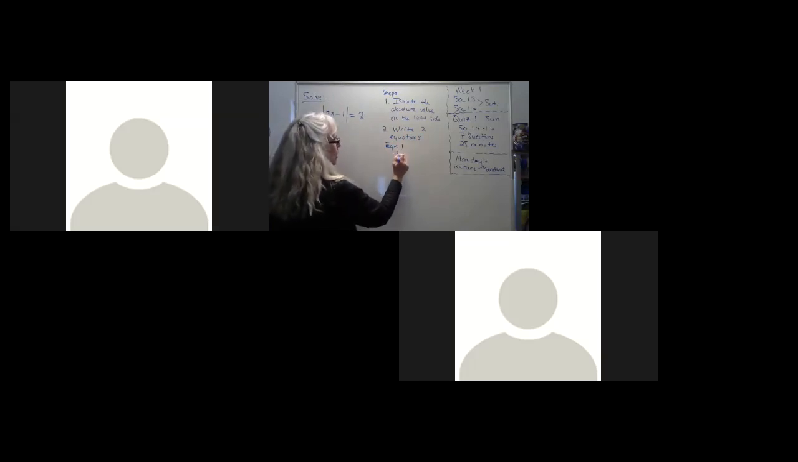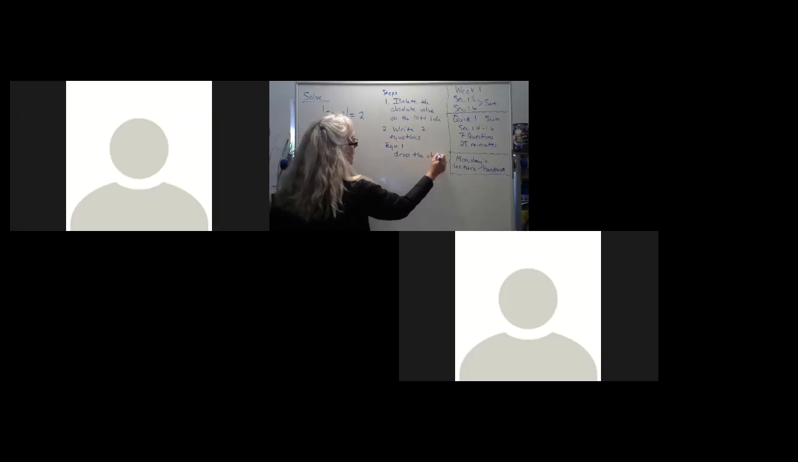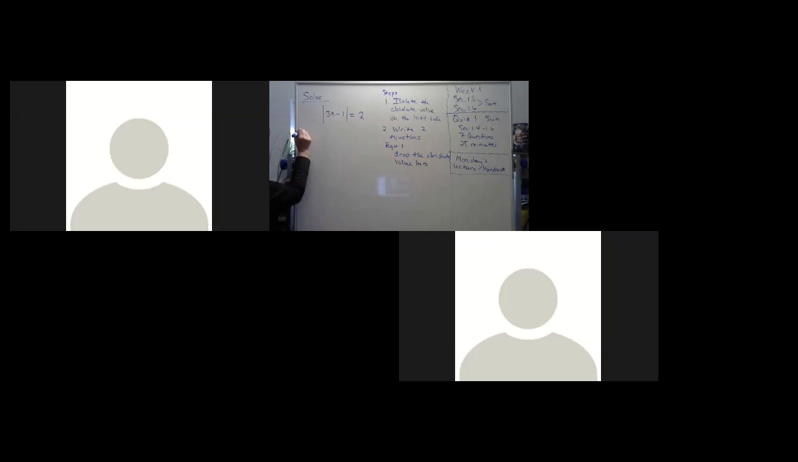What you're going to do is drop the absolute value bars in your equation. So for us, equation 1 is simply going to be 3x minus 1 is equal to 2. So all I've done is taken what I had originally and dropped the absolute value bars.